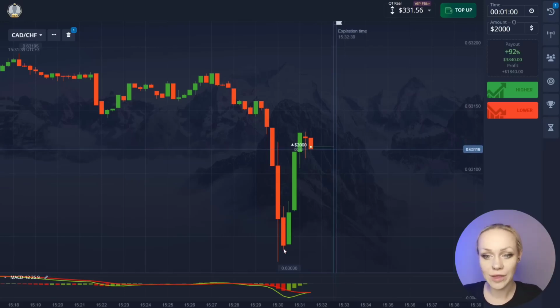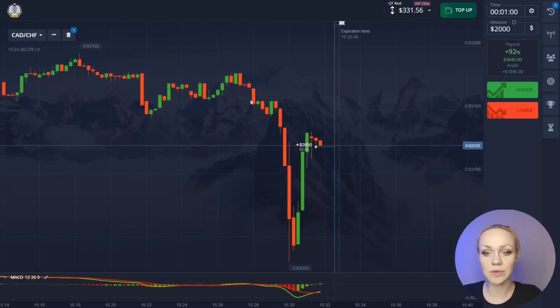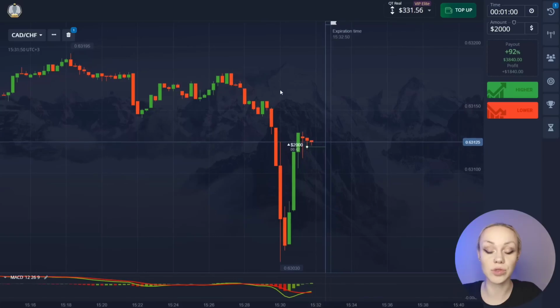Above, we have an area where the price has been moving sideways for a long time, and I think that in the near future the price will continue to move up and will approach this area. So let's wait for the result.